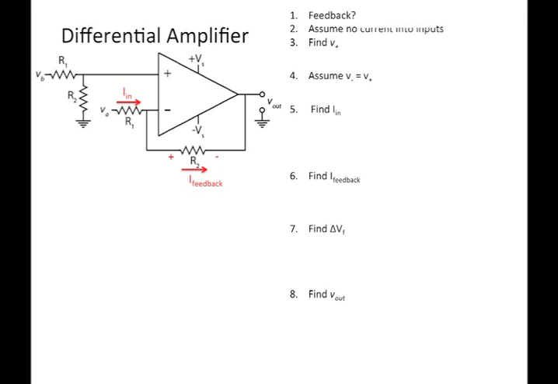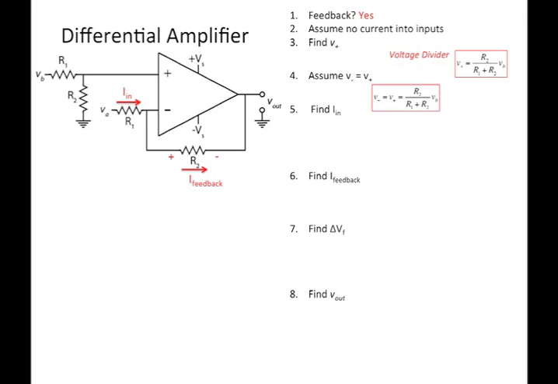Is there feedback? Yes, the inverting input is connected to the output. We're assuming no currents into the inputs, V plus or V minus. We're going to find V plus. Well, if you look over here, what's connected to V plus, it's a little more complicated than what we've looked at before, but this is just a voltage divider. So we know how to find V plus. It's just going to be the ratio of R2 over the total resistance times the input voltage VB. Okay, so we know what V plus is.